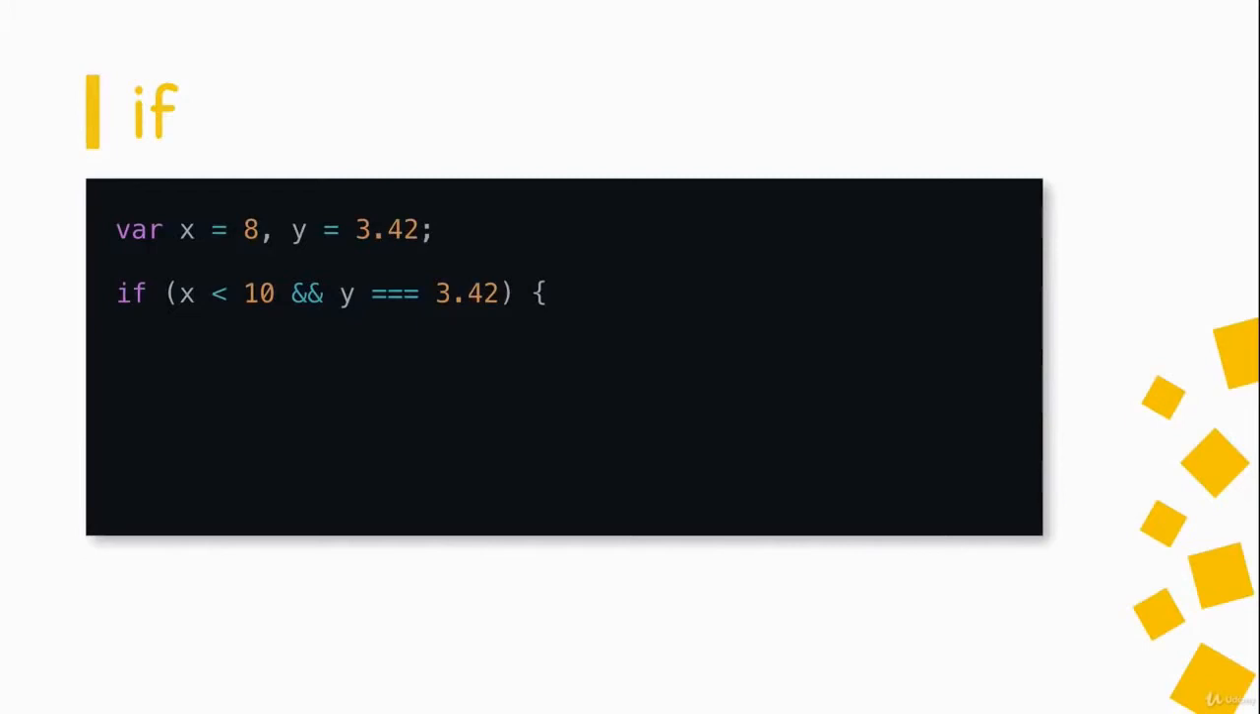Now the second condition, which is y is strictly equal to 3.42, also returns true because y is equal to 3.42. That's why y is strictly equal to 3.42 returns true. So the first condition on the left hand side returns true, and the second condition on the right hand side also returns true. And because both of these conditions return true, bound by the logical AND operator, the whole condition returns true. So this whole condition inside the if block returns true, and that's why the code inside the curly braces will be executed. And in this case, the code is simply console.log condition is true.